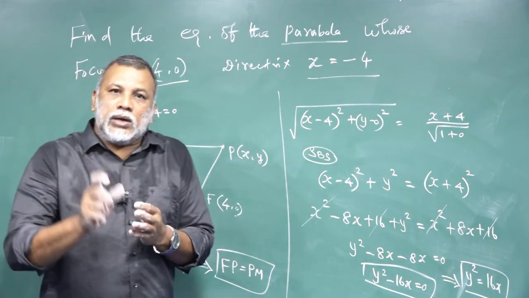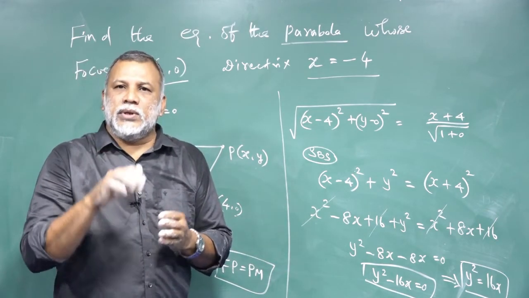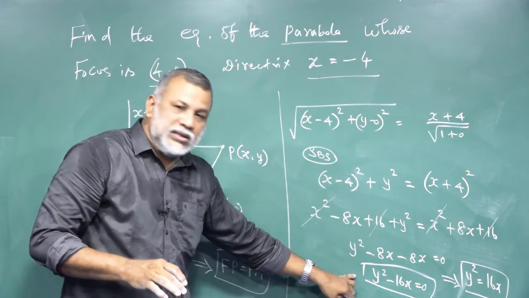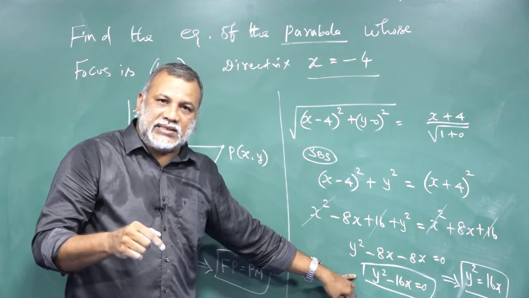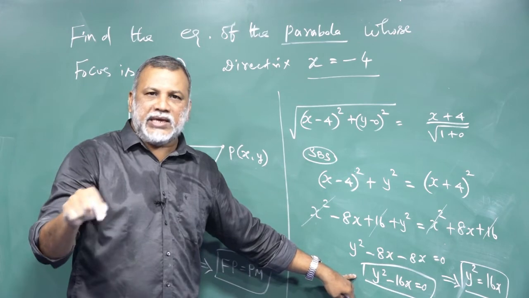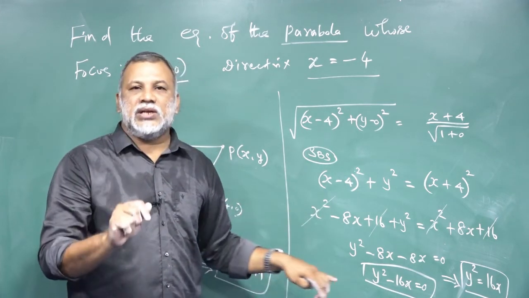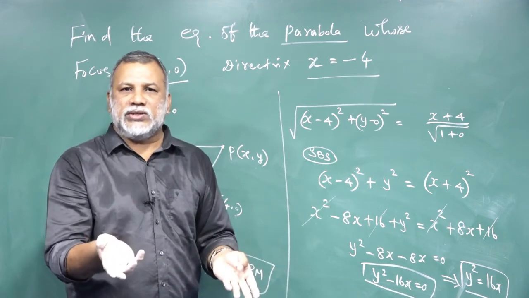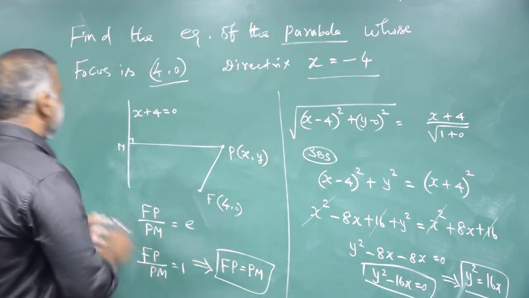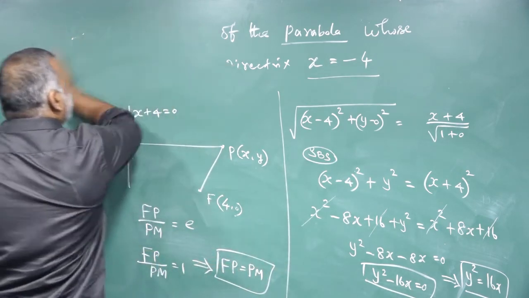Now you can get one question in yourself. Whether this equation, in the ax squared plus bxy formation, denotes a parabola. What is the condition? b squared minus 4ac equal to 0. We are able to check it. Verify that one also.